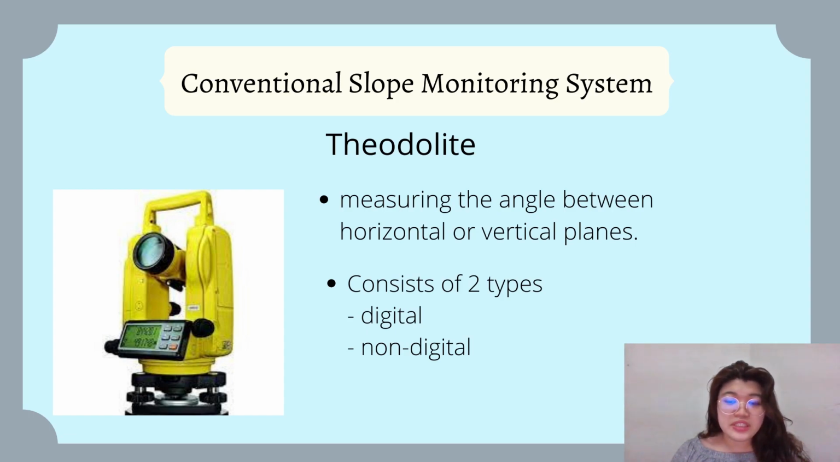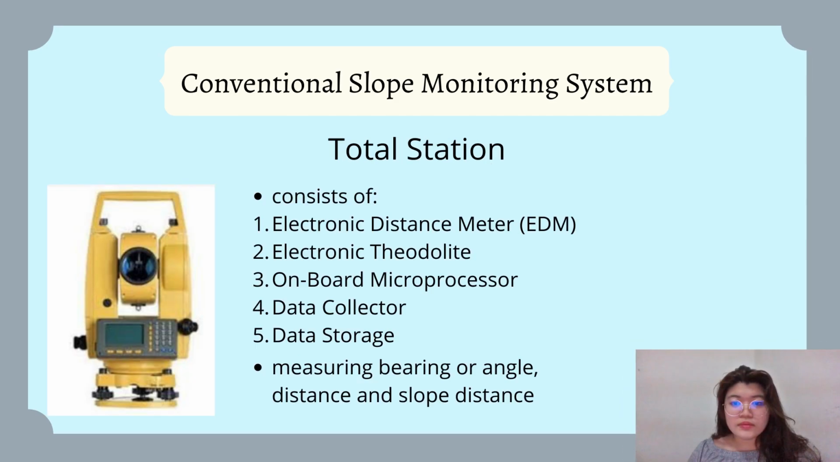Conventional slope monitoring system. Conventional means a normal slope monitoring system. There are four. One is the theodolite. Theodolite is to measure the angle between horizontal or vertical planes. And right now there are two types, which are digital and non-digital. But nowadays, most people use digital.